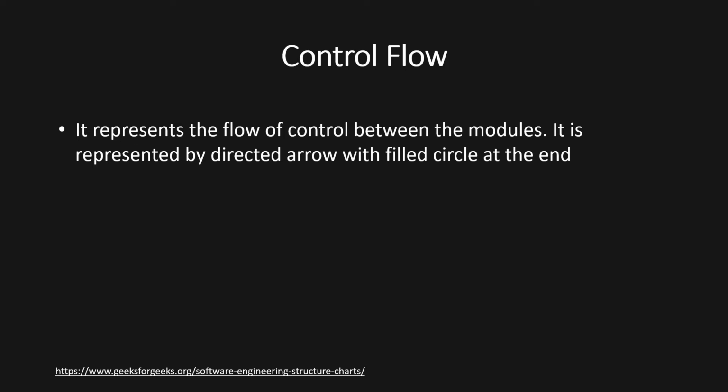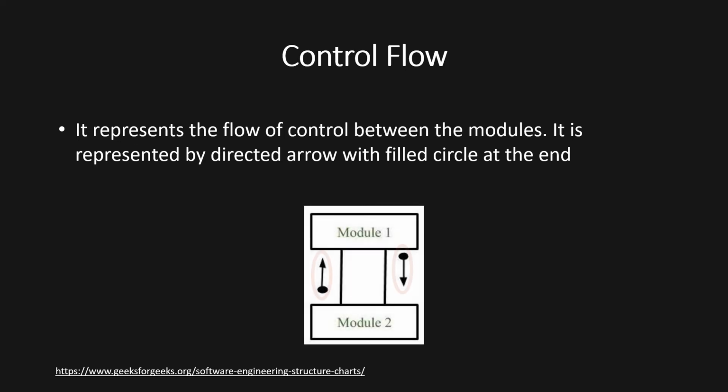A control flow represents the flow of control between the modules. It is represented by a directed arrow with a filled circle at the end, like in this image. It is important to say here that the control flow is like a flag. It is an answer that the module gives just to say that something is true or false.